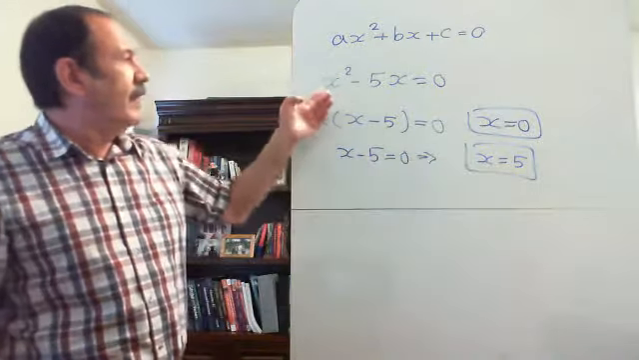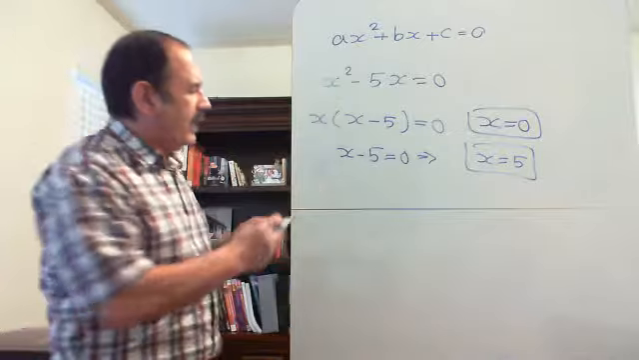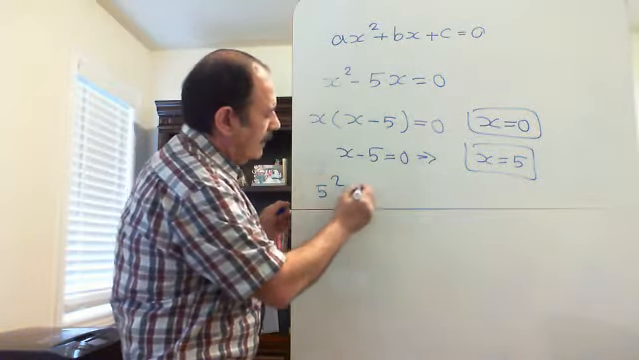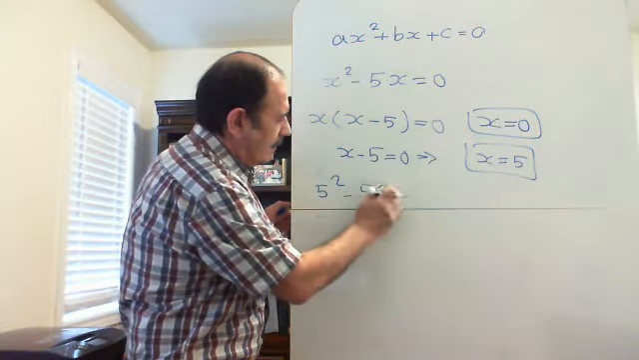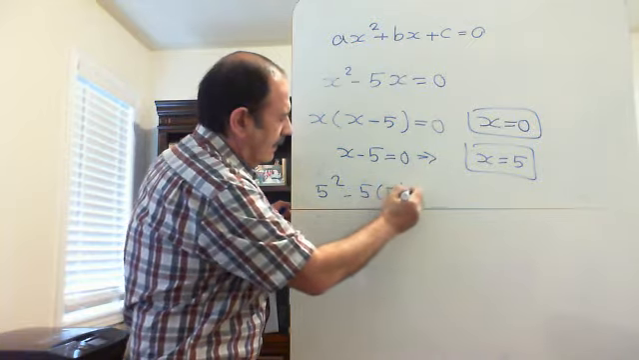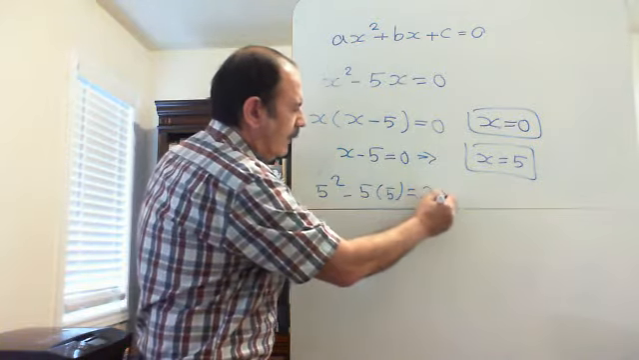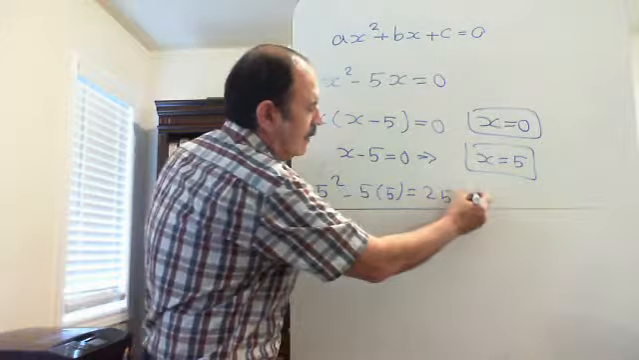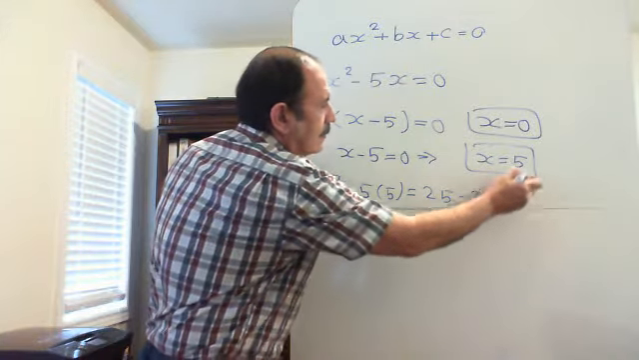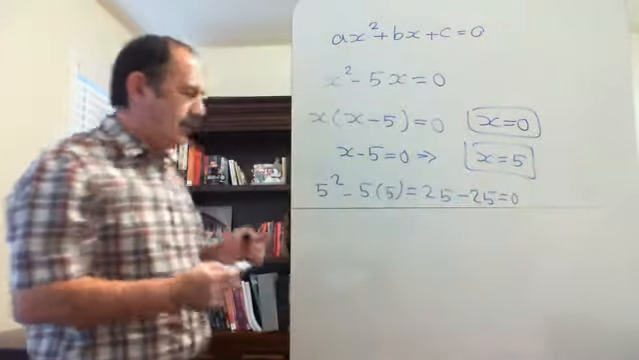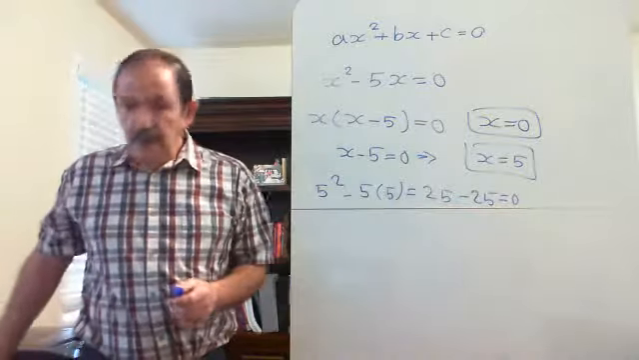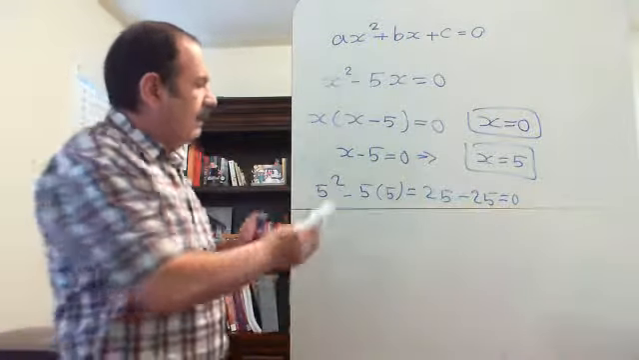X equals 5. Instead of x, substitute 5. Then 5 to the power of 2 is 25, minus 5 times 5 is minus 25, which is going to be 0. So both of the answers are right. One more example of this one, then we are done.